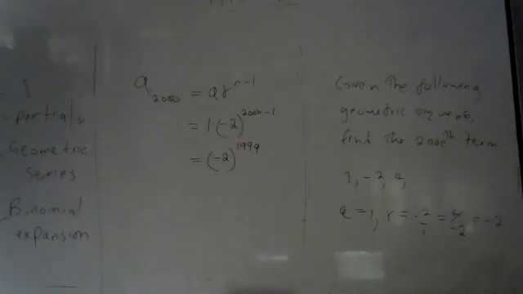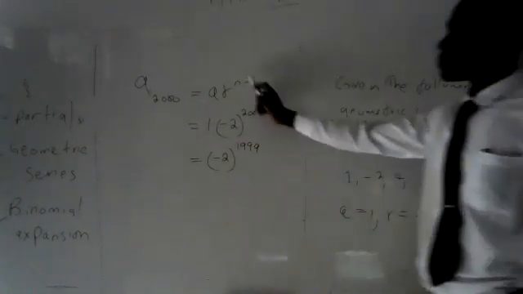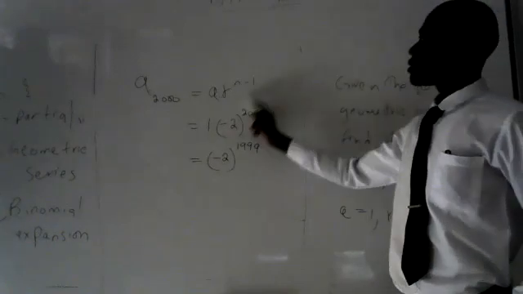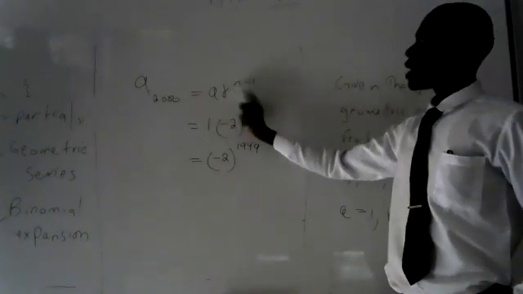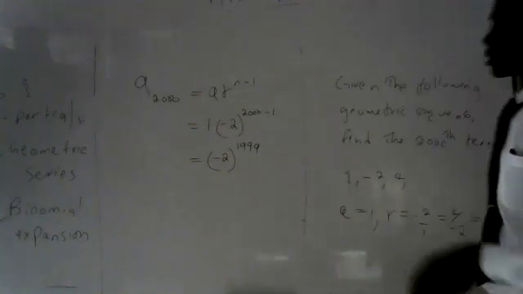So this is what you need to remember. An is A times R raised to n minus 1. That's what you need to remember.